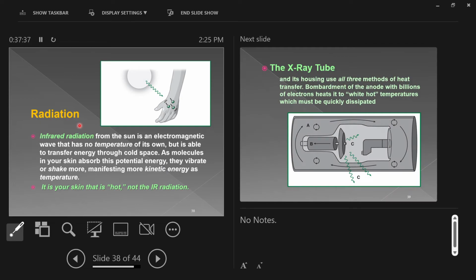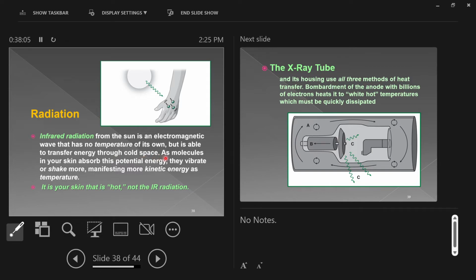The type of radiation that we're talking about is infrared, that transfers heat. So infrared radiation from the sun, for example, is an electromagnetic wave. Electromagnetic waves, photons, have no heat. They don't have heat built in. They have energy, potential energy. Okay, that's all. They don't have any temperature. They're able to transfer energy through space from the sun to us.